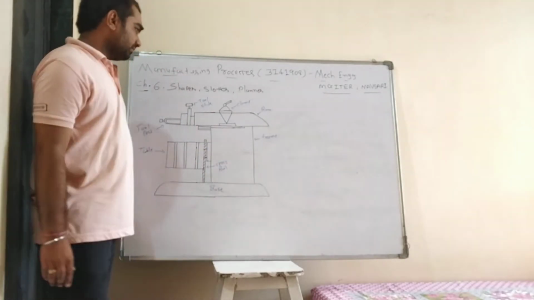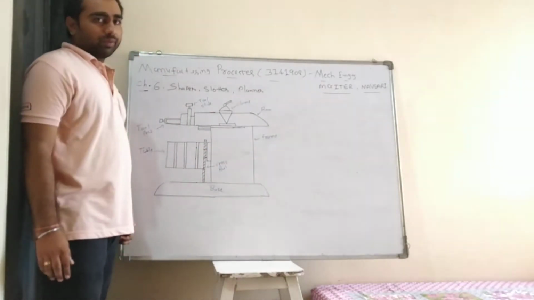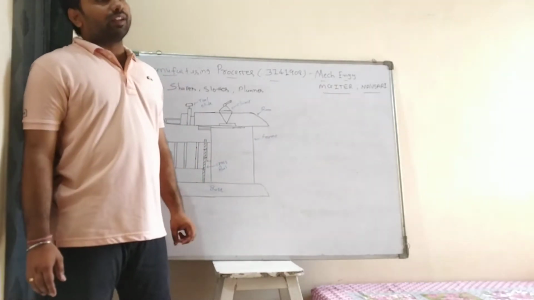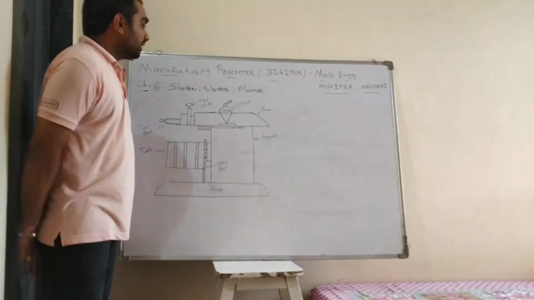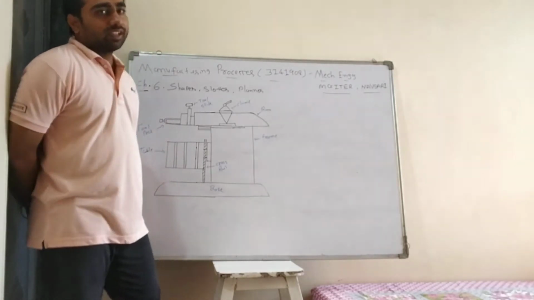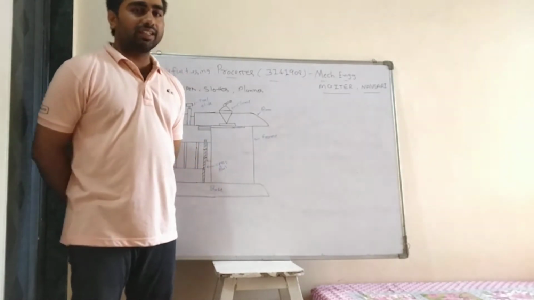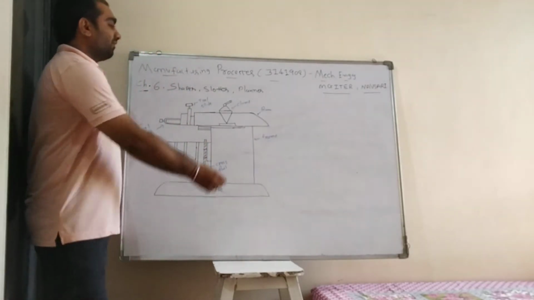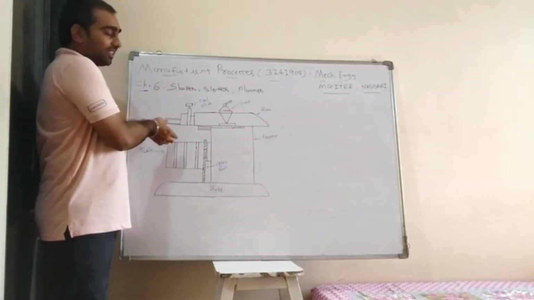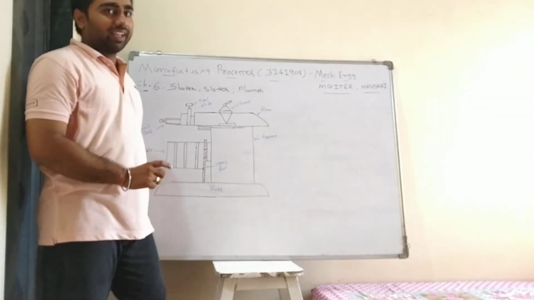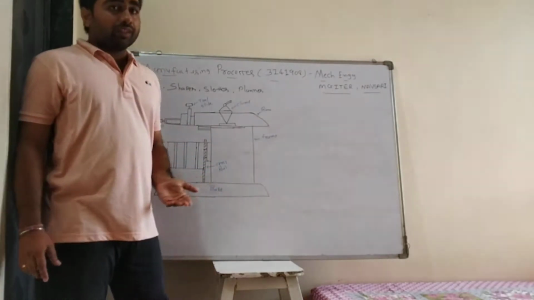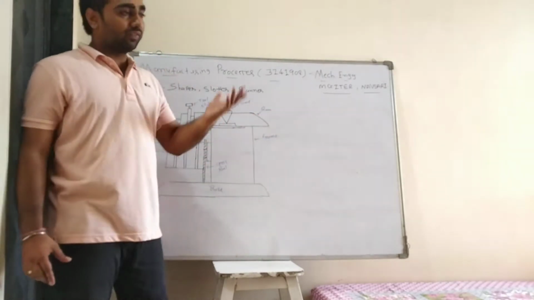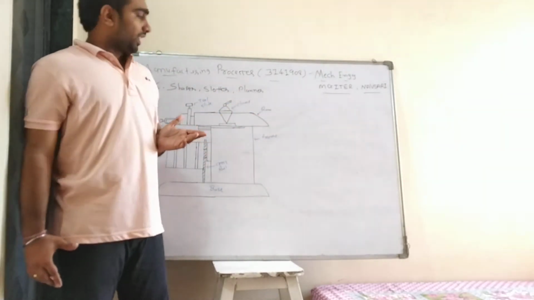That's why there are two strokes in the shaper machine. The first stroke is the forward stroke, and the second is the return stroke. In the forward stroke the material is cut, and in the return stroke there is no cutting. When the ram moves to the left, the material is cut, and in the return stroke the ram is lifted upward by the clapper.